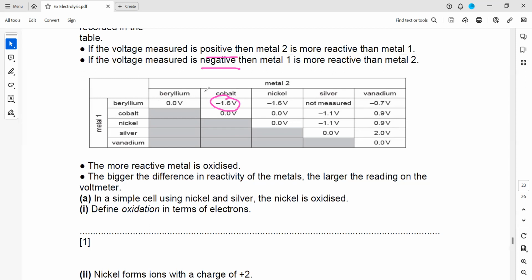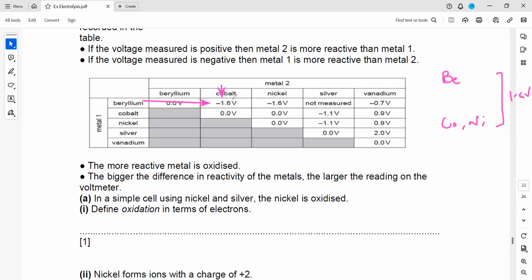If we check beryllium with cobalt, here we have beryllium and we have cobalt. We are getting a negative answer. If we get a negative answer, metal 1 is more reactive. So it means beryllium is more reactive than cobalt. Then we check beryllium with nickel. Beryllium is more reactive than nickel, and the voltage is 1.6.